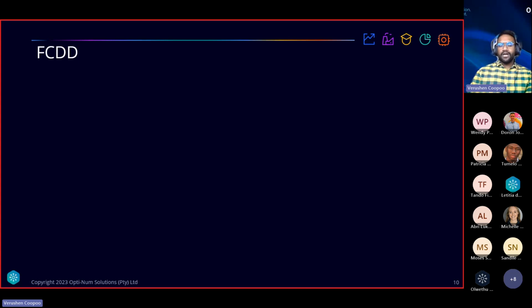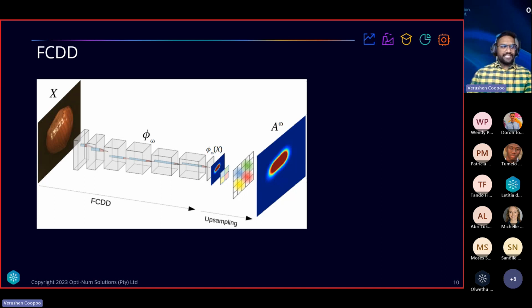Let's move on to our demo, or a precursor for our demo for today, shall I say, which is the FCDD network. So the FCDD is a type of convolutional neural network which takes an input image. You can see over here, image X is an image of a hazelnut, and this network has been trained to look for defects in that hazelnut, most likely for quality assurance purposes.